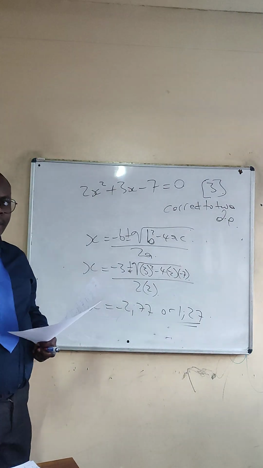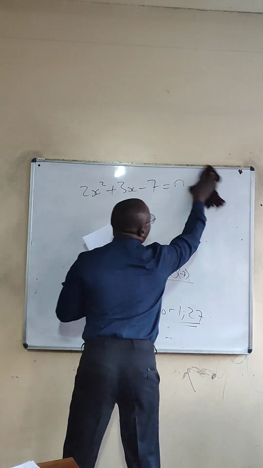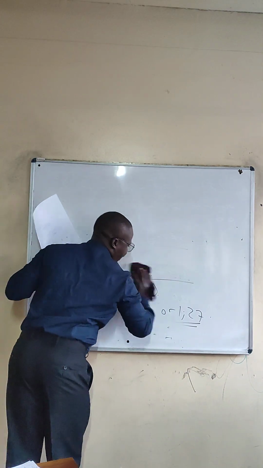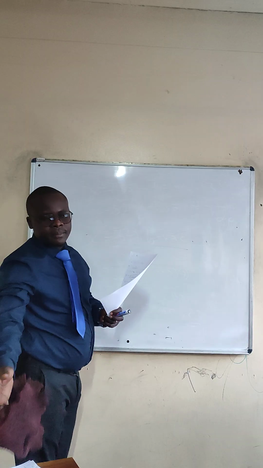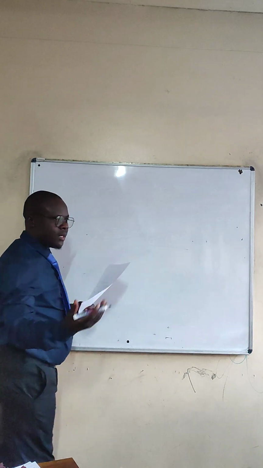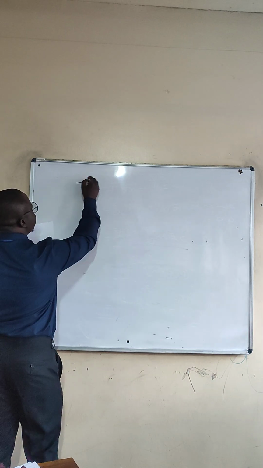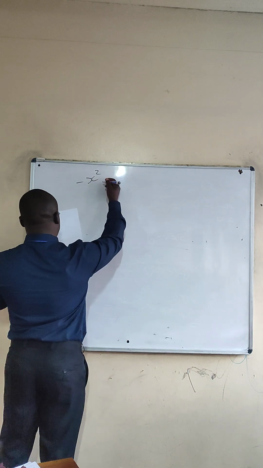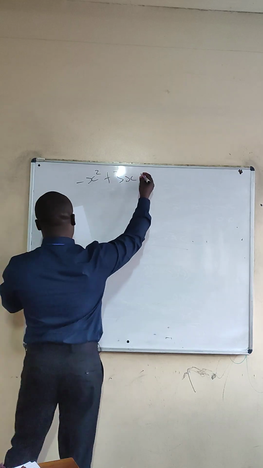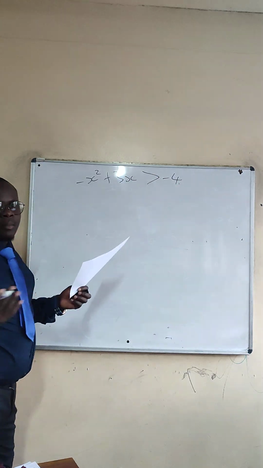So let's move on to the next one. The next question is what is called a quadratic inequality. The quadratic inequality that you were given in this question paper had a binomial on the left-hand side: negative x squared plus 3x is bigger than negative 4. A typical question for 3 to 4 marks.